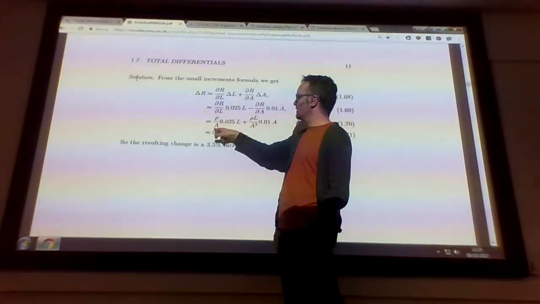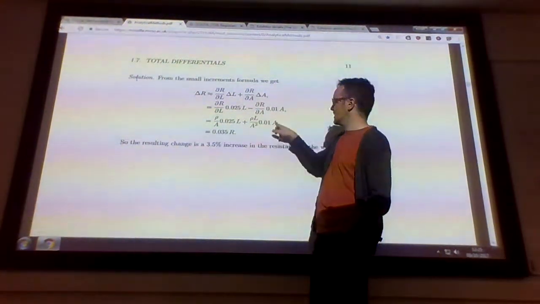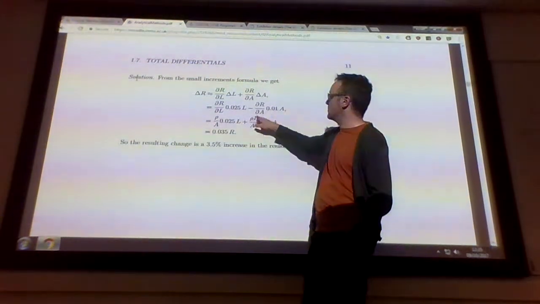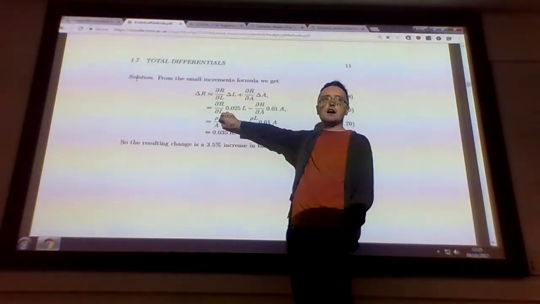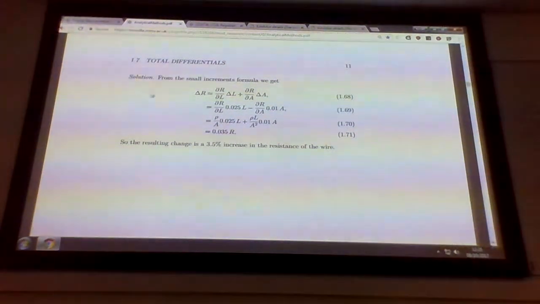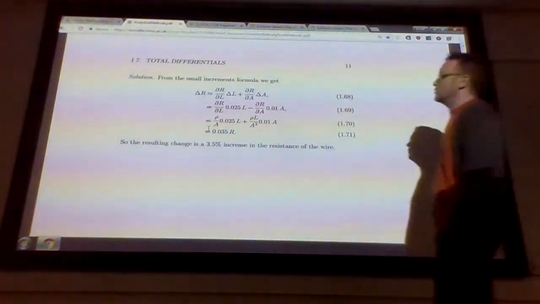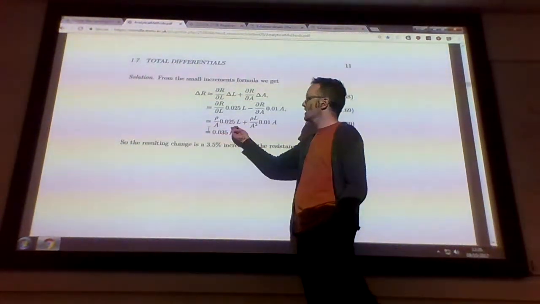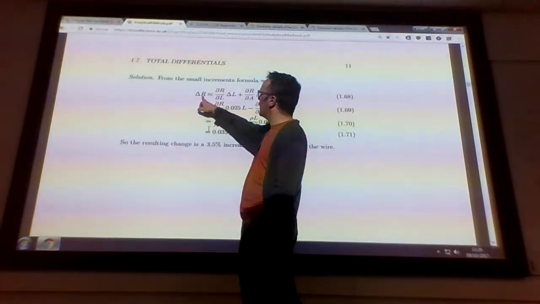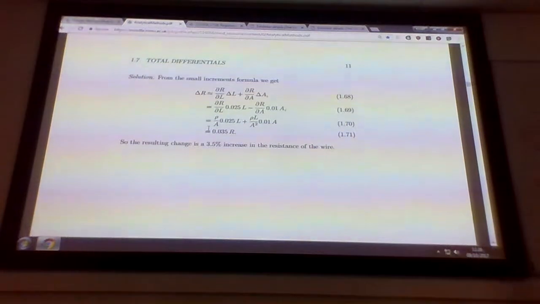So we've got rho L over A, and rho L over A squared, but also multiplied by A. So again, you've got rho L over A. We've got the quantity R here and the quantity R there as well. You can see how those two percentage changes, 0.025 and 0.01, combine here to give us an overall change delta R of approximately 0.035 R. So that's a 3.5% increase in the resistance of the wire.